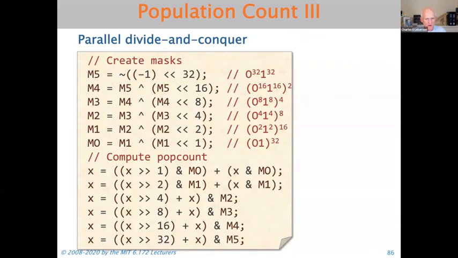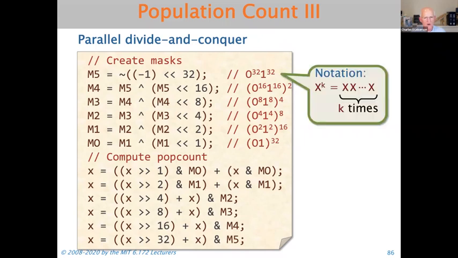Okay, here's the fun one. Here's a third algorithm, which I've shown for 64-bit words. It uses parallel divide and conquer. Really cool. It creates initially 6 masks, and if you look at the bit manipulations, M5 has a group of 32 zeros and 31 zeros.